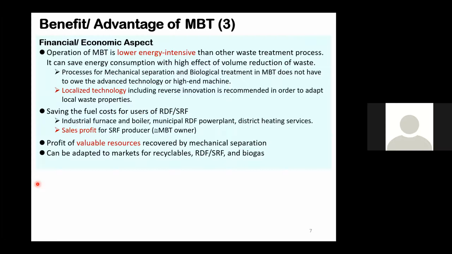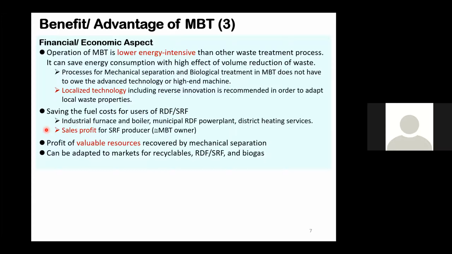Last part, but a very important part, is the financial or economic aspect. I want to emphasize that the operation of MBT is a lower energy intensive and low cost operation compared to other waste pretreatment technologies. Of course, that is also combined with the application of local technologies. And in terms of financial balance, the sales profit of the solid fuel is essential, especially for MBT operators.